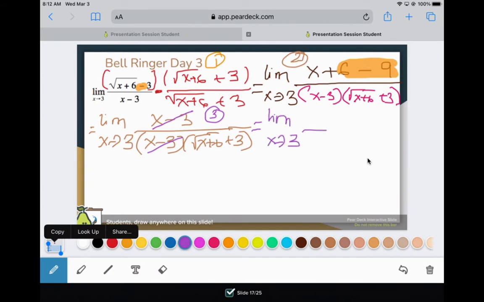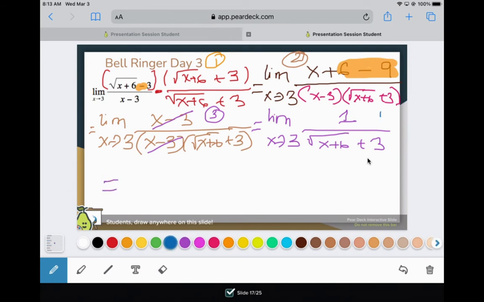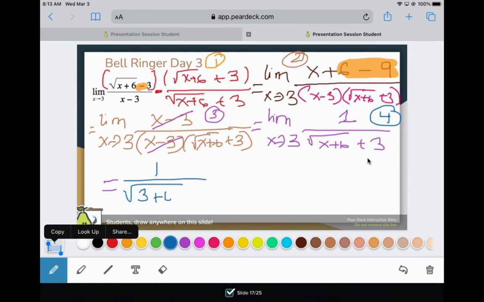x approaches 3. Notice when I cancel out x minus 3, on the top it's turned into 1. On the denominator, square root of x plus 6 plus 3. Now there's nothing else for me to simplify or cancel out. So I can call this step 4 after I simplify. Now I can do substitution. I can do direct substitution. I'm going to plug in the values. 3 plus 6 plus 3. That gives me square root of 9 plus 3.